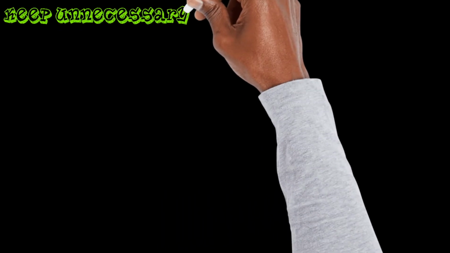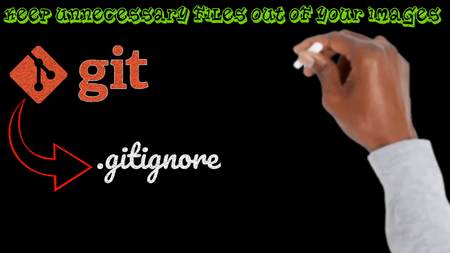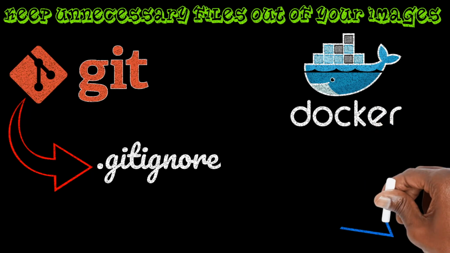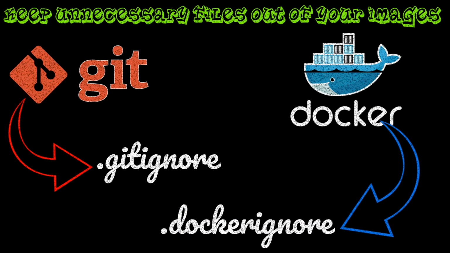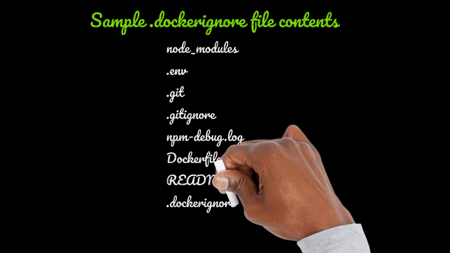Best practice number 6. Keep unnecessary files out of your images. When working with the usual Git workflow, we use a .gitignore file to avoid polluting our Git repositories with unnecessary files and/or secret credentials. With Docker, it's best practice to also use a .dockerignore file. By using a .dockerignore file, you can reduce your image size, speed up your Docker builds, and it can also help you avoid exposing your secret files or credentials. Here is how a sample .dockerignore file would look.